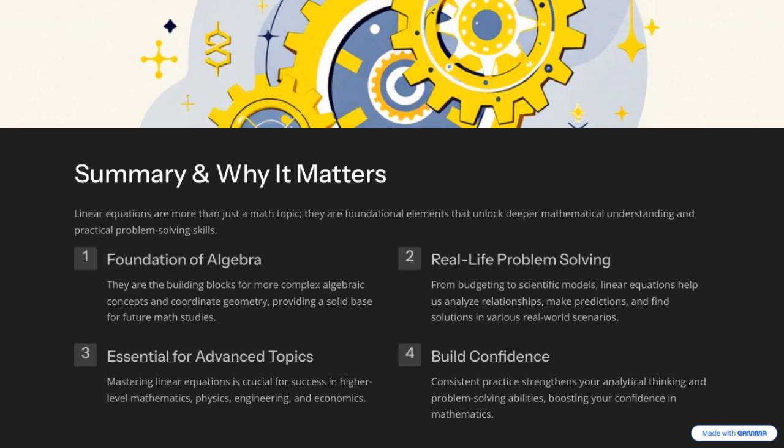And overall, linear equations are more than just a math topic. They are fundamental elements that unlock deeper understanding and practical problem-solving skills. This is why mastering them is so important in your mathematical journey.